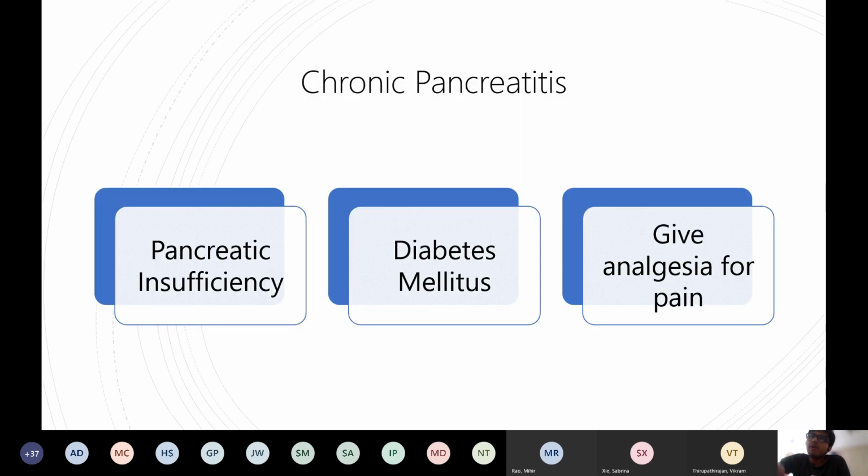And with chronic pancreatitis, you get more of the enzyme problems. Sure, you have really bad pain all the time, but you also have pancreatic insufficiency and diabetes. So you need to give them enzyme replacements, and you usually need to treat the diabetes with insulin. So what's the commonest cause of chronic pancreatitis?